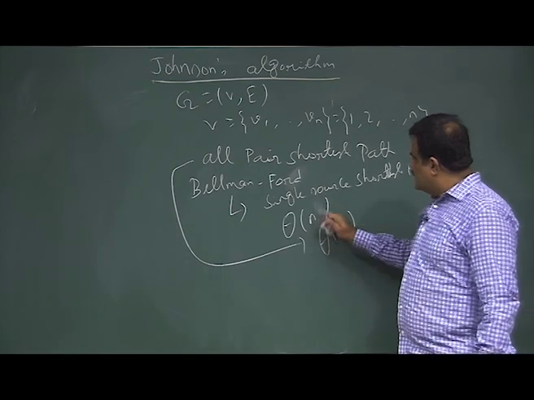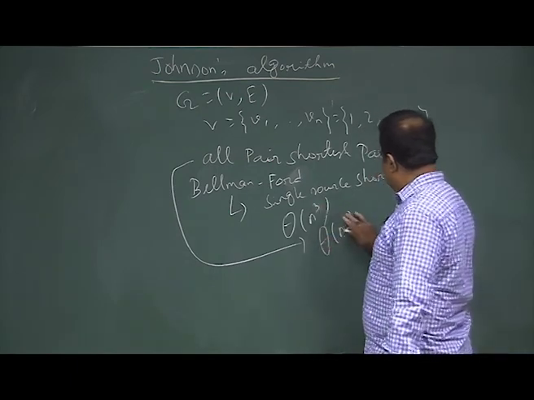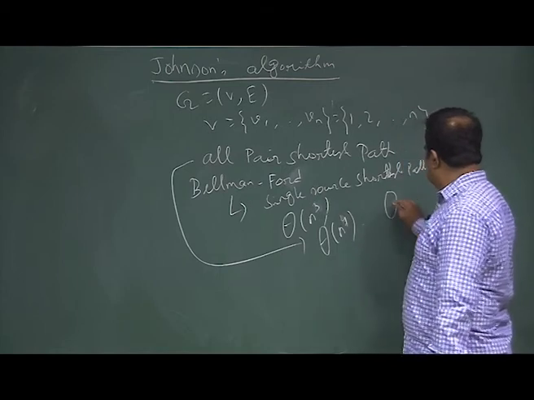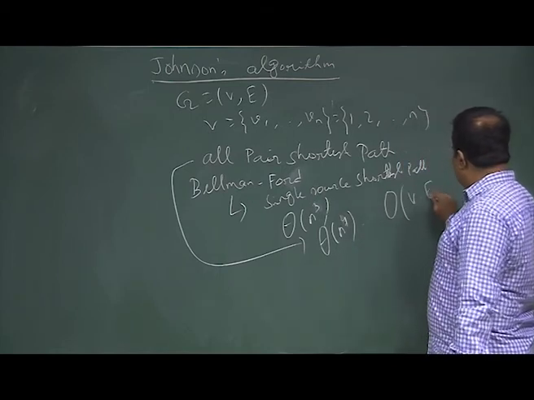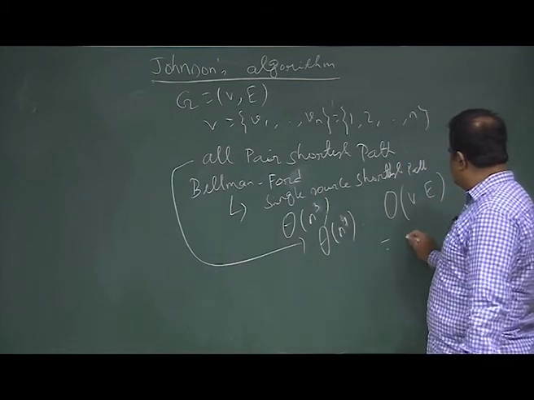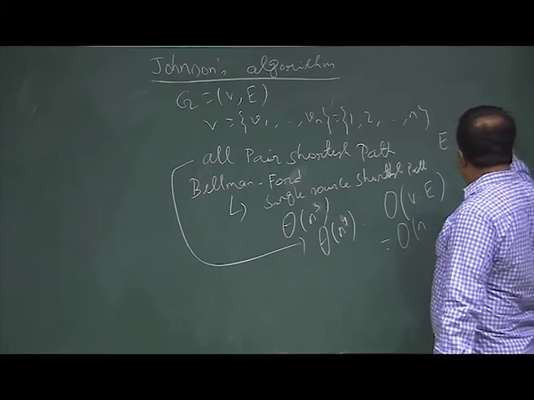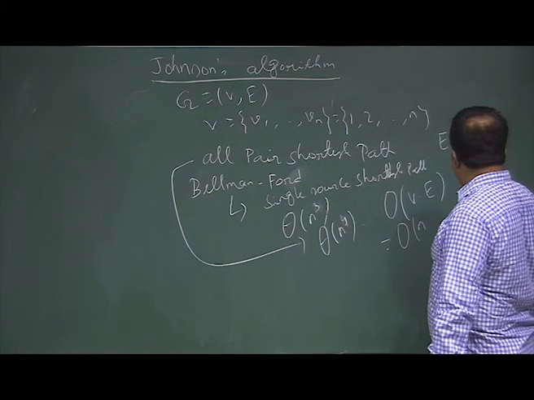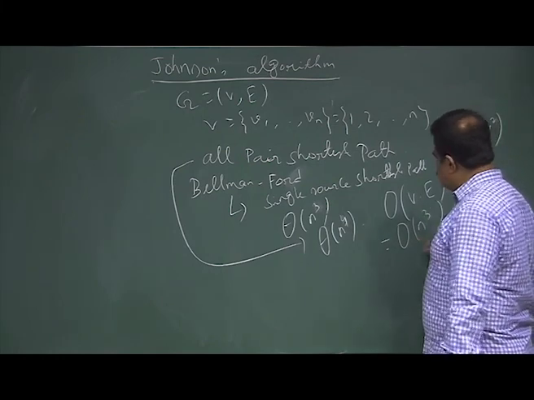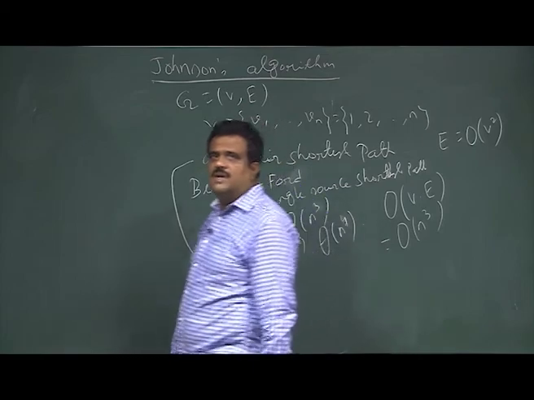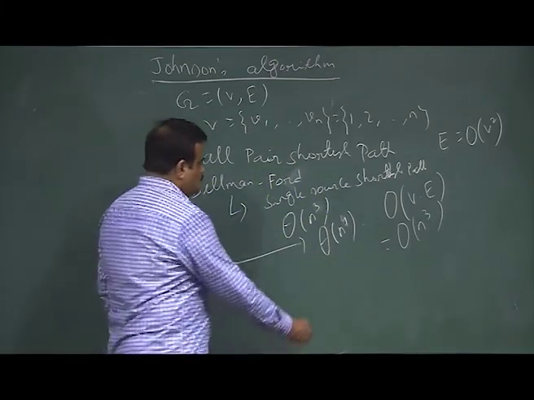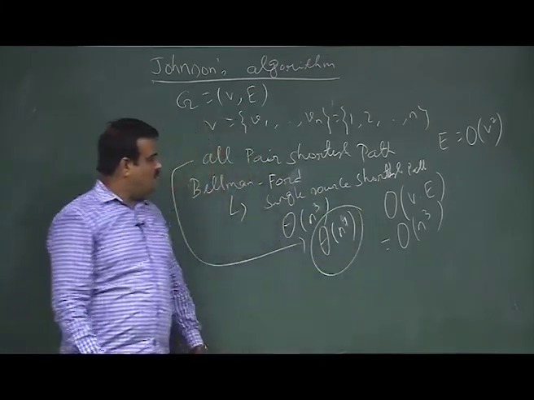So, no, this is n square times n, that is n cube, because Bellman-Ford is order of V times E, right. So V is n and E is basically order of V square. So this is n cube per source, so overall this is n to the power 4. This is not as good, if we run Bellman-Ford, say, n to the power 4.